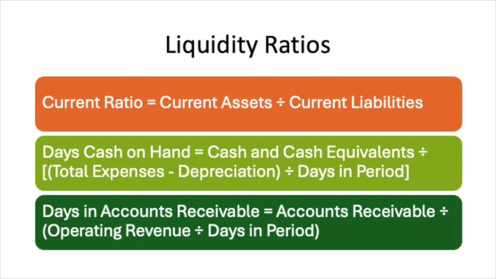Days in accounts receivable measures the average number of days it takes to collect payment from patients or insurance companies. The formula is accounts receivable divided by operating revenue, and then divided by days in period. Higher current ratio and days cash on hand indicate better liquidity, while lower days in accounts receivable is preferable. As a manager, you should monitor these ratios to ensure your organization has sufficient liquidity to meet its short-term obligations.